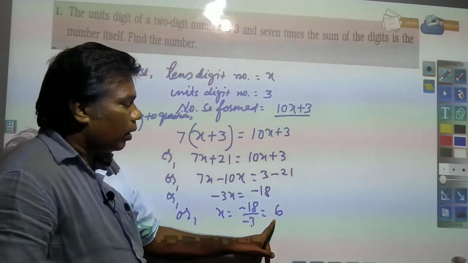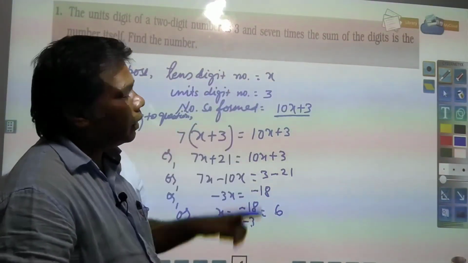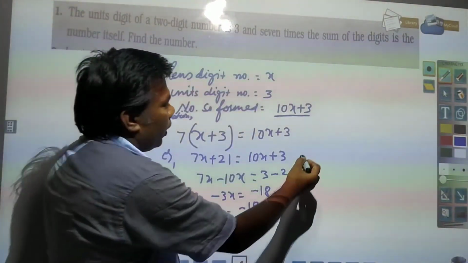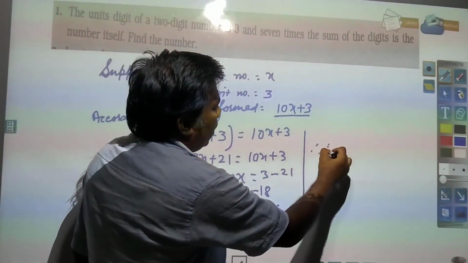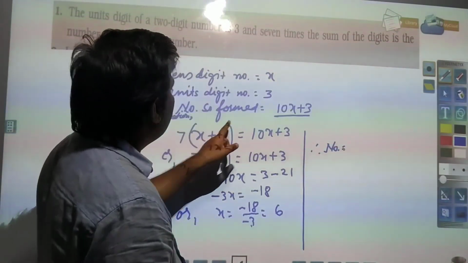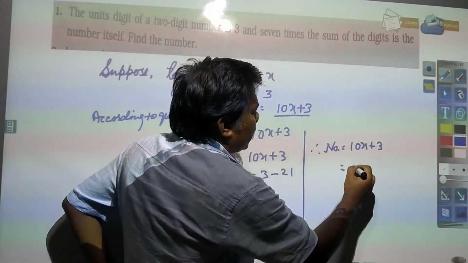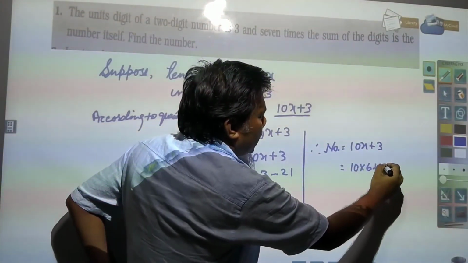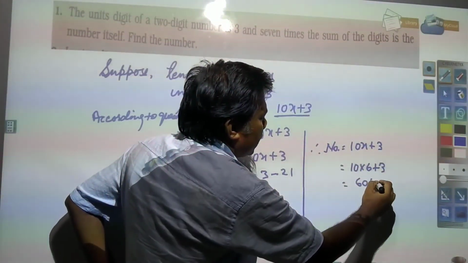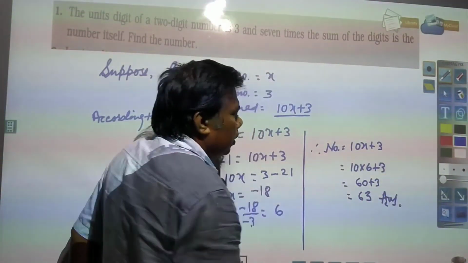So x you have got 6, and x was what? X was the tens digit, and therefore your number is what? Your number is 10x plus 3. 10x plus 3 means 10 into 6 plus 3, it means 60 plus 3, and that will become 63, and this will be your answer.